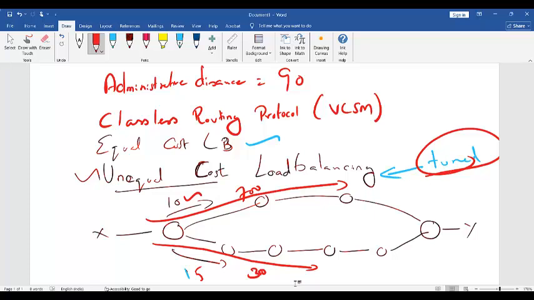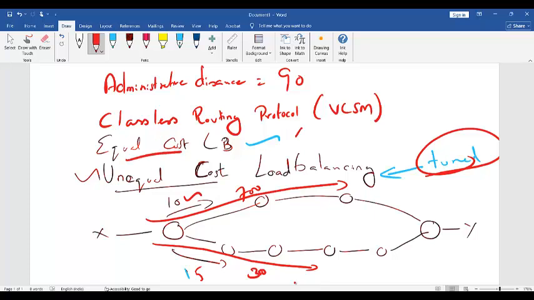So this is a very important point. If someone is talking to you about EIGRP, you must definitely mention this to prove that you know EIGRP. You should say that the only protocol that can be tuned to support unequal cost load balancing is EIGRP. EIGRP supports unequal cost load balancing. Every other protocol supports only equal cost load balancing.